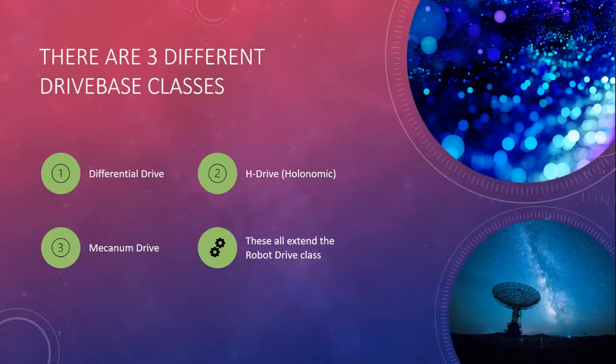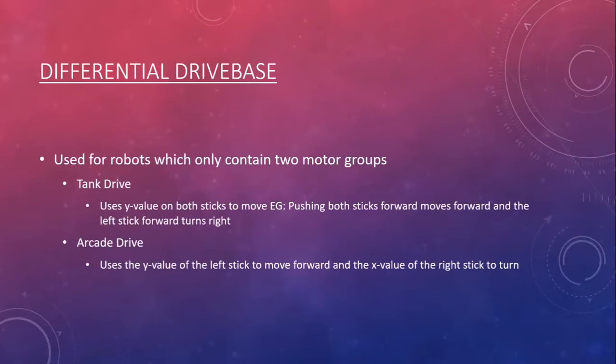So, in FTCLib, there are three drive base classes: differential, holonomic, and mechanism. These all extend the robot drive class. Firstly, there's the differential drive base class. This actually is different from the others as it contains two different kinds of drives you can use within it. The tank drive. You can control each side with a different stick.